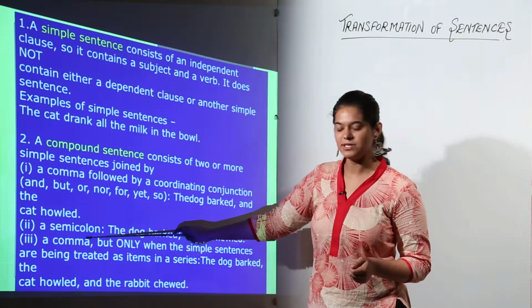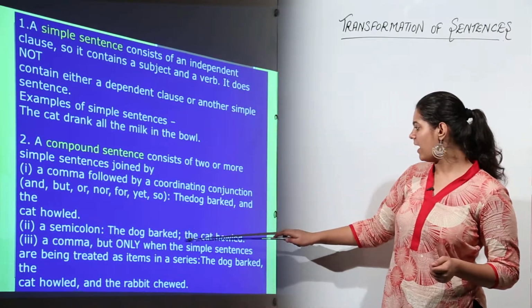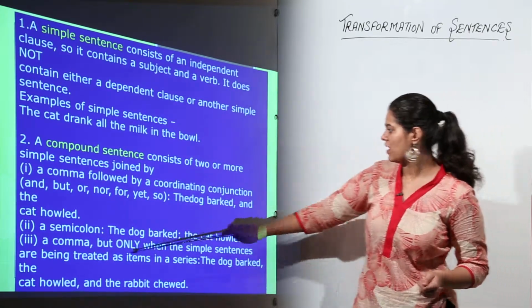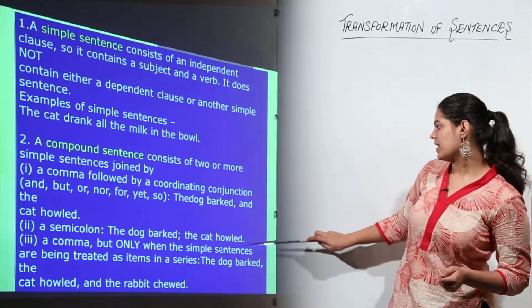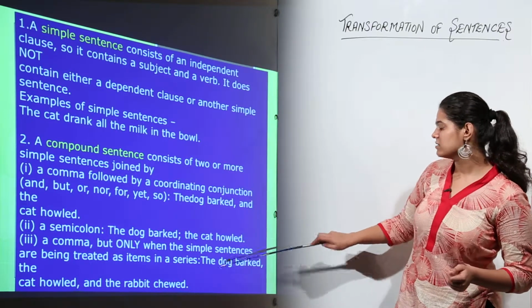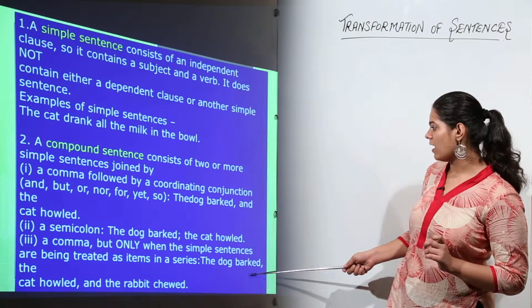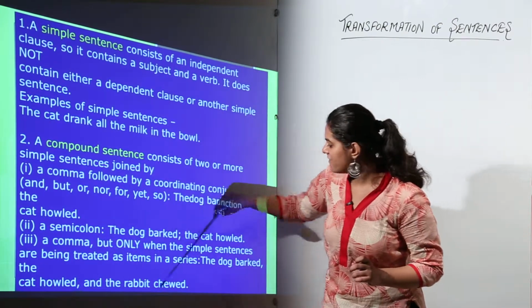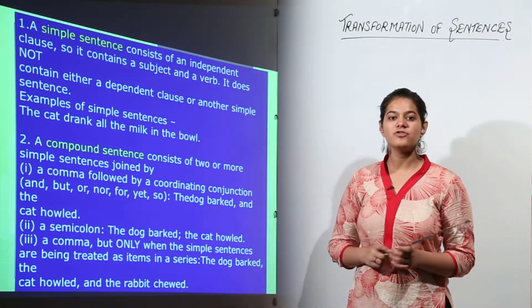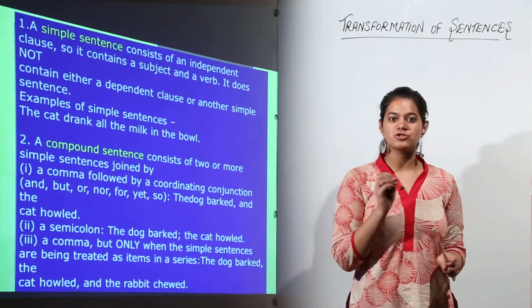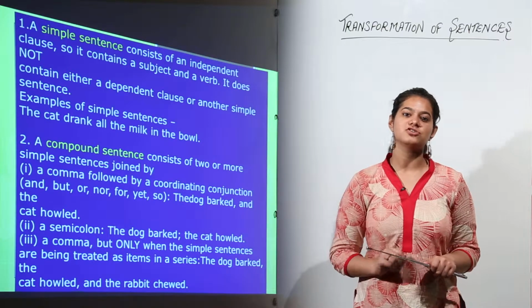Next, a semicolon. The dog barked; the cat howled. A semicolon has been used here. A comma can also be used, but this is when two sentences are being treated separately. So the dog barked, the cat howled, and the rabbit chewed, right? So we have here put together three sentences, and that's why we have used commas, and then we have used a conjunction as well.